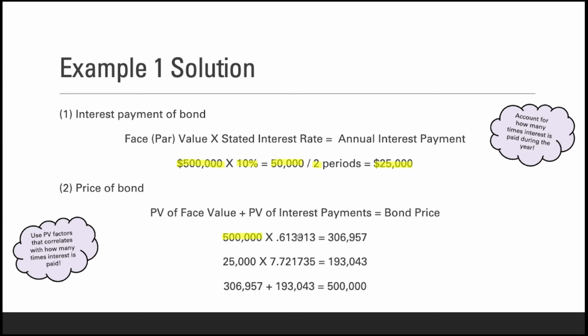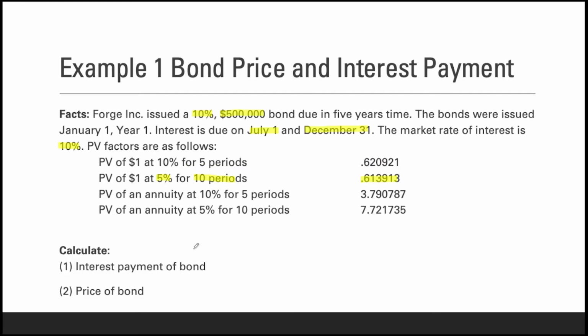So if we take a look at our solution here, present value of the face value, it's just $500,000, face value of the bond, multiplied by its corresponding present value factor, 0.613913, and we get $306,957. However, to calculate bond price, we need to add that to the present value of interest payments. So if we take a look at our question here, for the interest payments, we're going to use its corresponding present value of an annuity, and again, at the 5% for 10 periods since interest is paid out twice. Again, just remember, if interest is paid twice, we multiply the time period by 2, as well as divide the market rate of interest by 2.